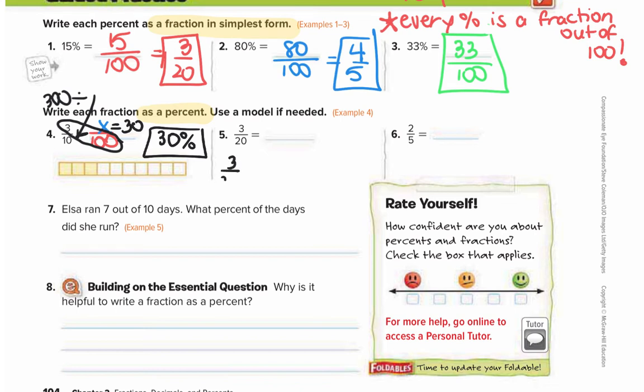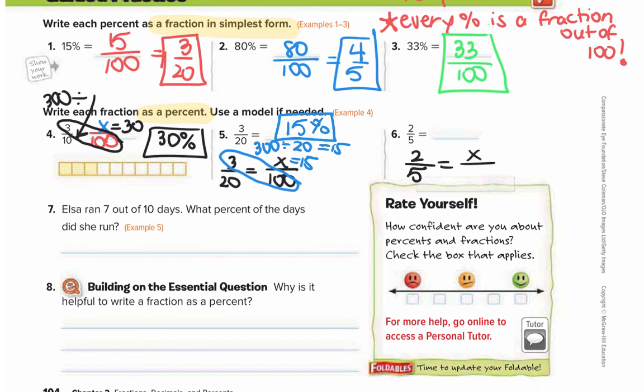So number 5, we have 3 out of 20. I want to write this as a percent, so I need to find it as a fraction out of 100. So again, I put the letter X for my missing number. So what we can do is cross multiply. 3 times 100 is 300. Then you divide that by the leftover number, which in this case is 20. That gives us 15. So X equals 15. So 15 over 100 is equal to 15%.